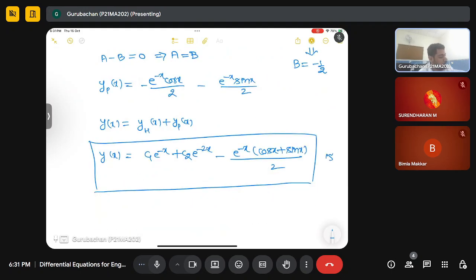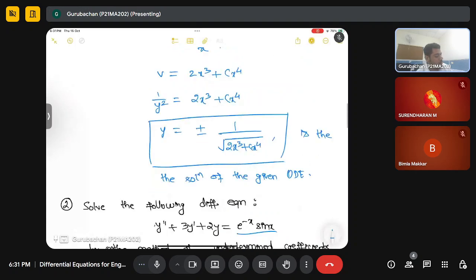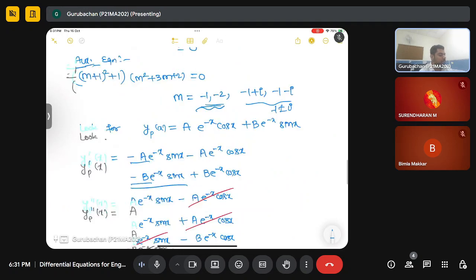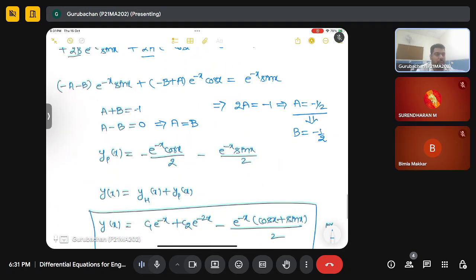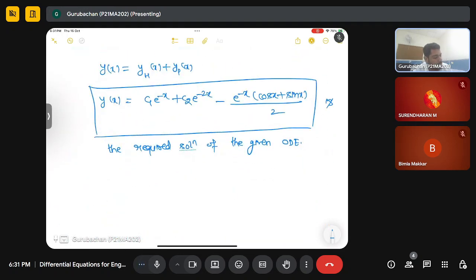So this is the required solution of the given ODE. Here also I should mention this is the required solution. So this is the method of undetermined coefficients. Next one is variation of parameters.